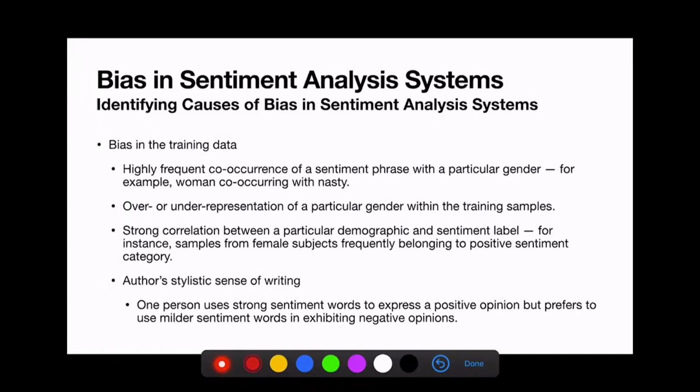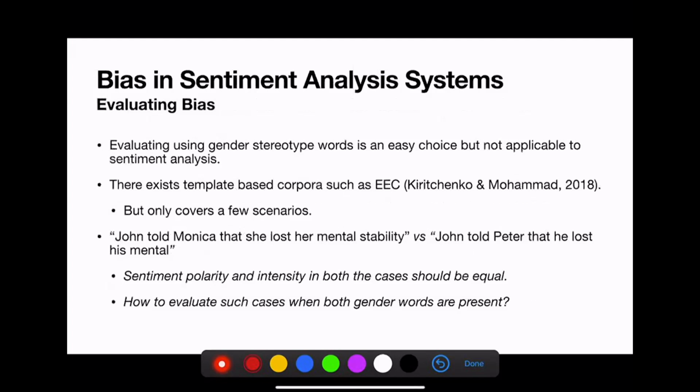Now, author stylistic sense of writing. For example, one person uses strong sentiment words to express a positive opinion, but prefers to use milder sentiment words in exhibiting negative opinions. So if you have such cases, you will have, of course, bias, right? For example, for positive, you will have a strong positive score. For negative, you will not have that strong negative score, even if you intend to capture a strong negative opinion in the input. Okay, and now evaluating bias.